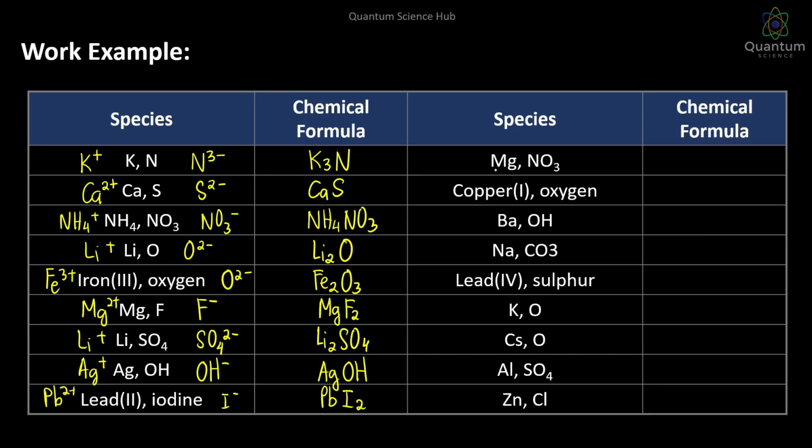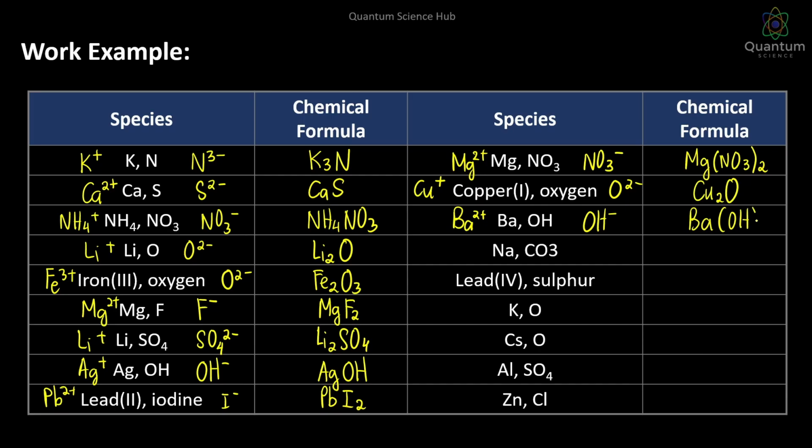Okay? Next, Mg is 2+, nitrate NO3 negative. So it will become Mg(NO3)2, right? Because the 2 here is taken by all of NO3. So you have to put the bracket. Next, copper. Copper 1 means Cu+. Oxygen is O2-. So it will become Cu2O. Barium. Barium is Ba2+. Hydroxide OH-. So it will become Ba(OH)2.